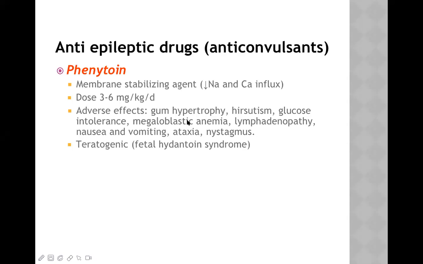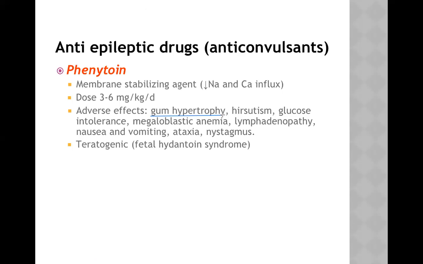The adverse effects of phenytoin, if it is used for a longer duration, are very important from the exam point of view, like hypertrophy or hyperplasia of the gum. So let me underline this.